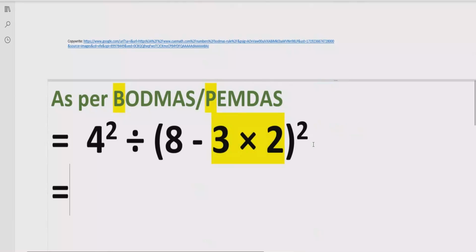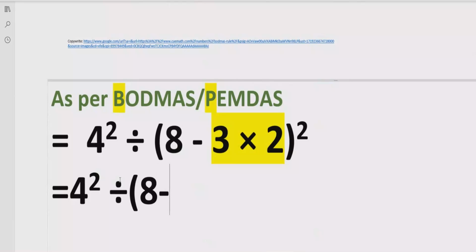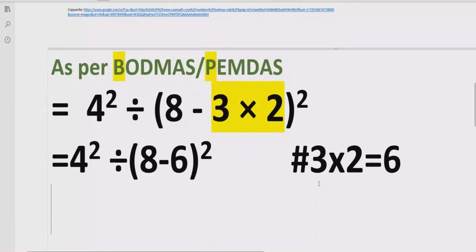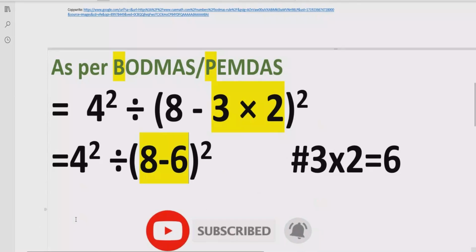So we will write 4 raised to power 2 divided by 8 minus 3 multiplied by 2 equals to 6, and write the power outside the bracket. And here we have to give the reference: 3 multiplied by 2 equals to 6. Now move forward. Step number 1 we have solved. Now we have to solve the bracket again. So we have here 8 minus 6. So we have to solve this one.